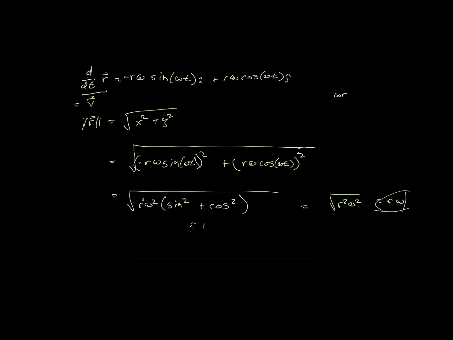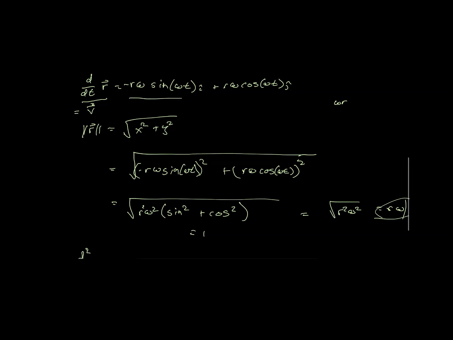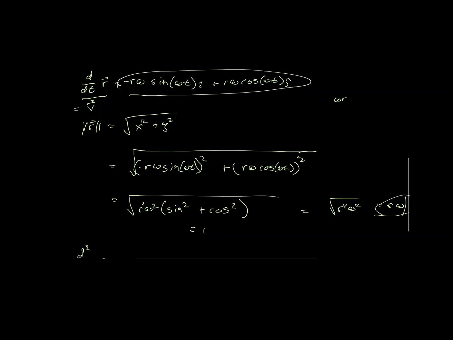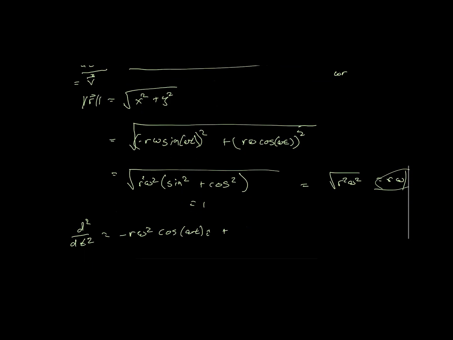Now it wants us to get the acceleration. So we do the exact same thing. So we're taking d squared over dt squared, and then we're going to look up here, and so that's going to give us a minus r omega squared times cosine omega t i hat, plus minus r omega squared sine omega t j hat.